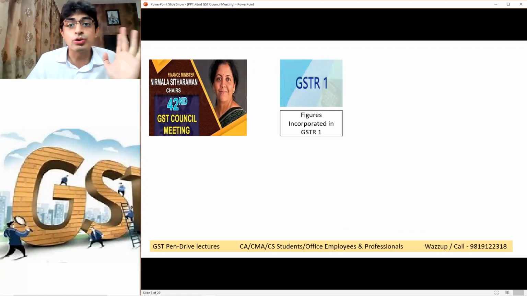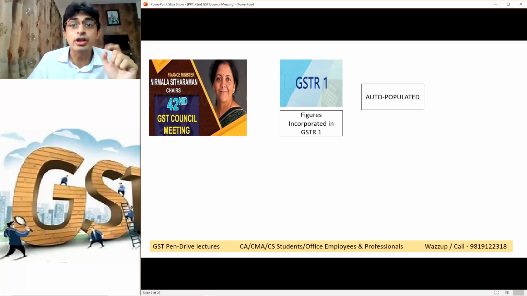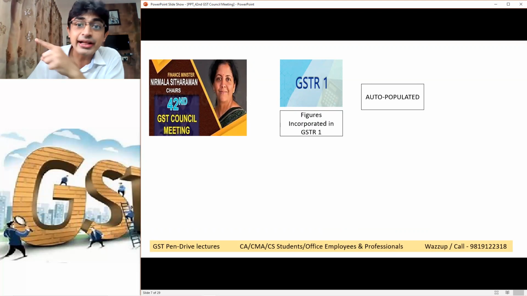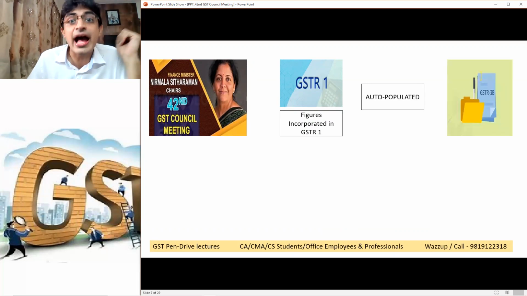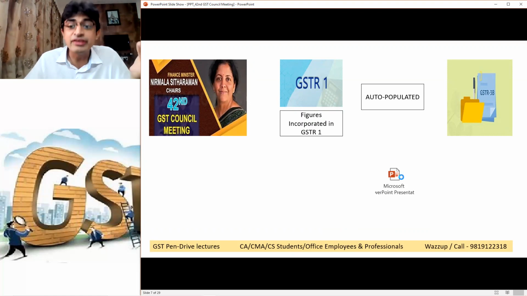So whatever turnover you have declared in your GSTR1, whatever figures are incorporated, instead of that PDF summary, these figures will be directly auto-populated in GSTR3B. This change is going to happen. See what will happen in future.